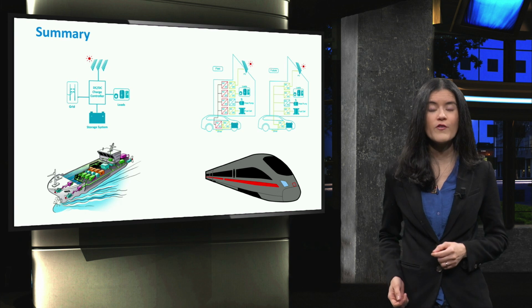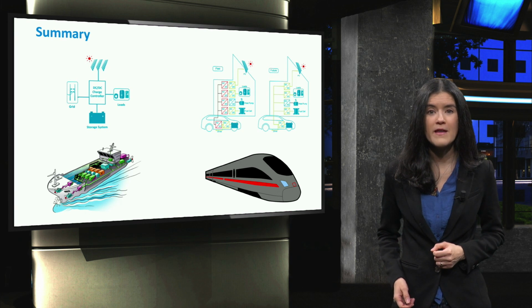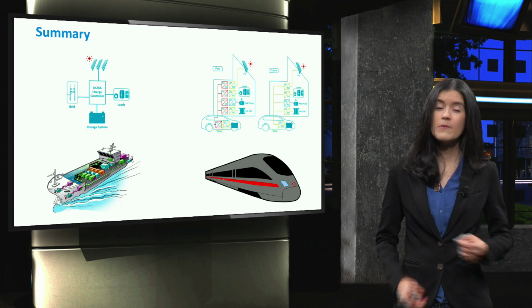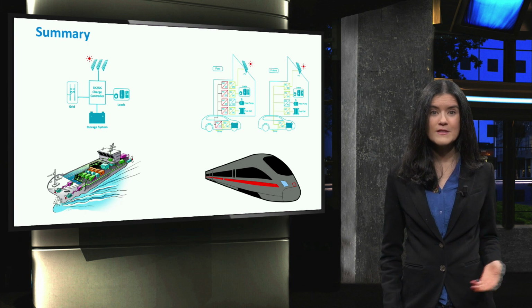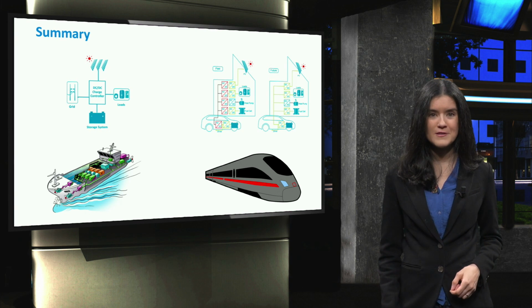Additionally, you had an overview of the various protection methods that are used in microgrids and some of their challenges. We finalized with some examples of AC and DC demonstration sites.